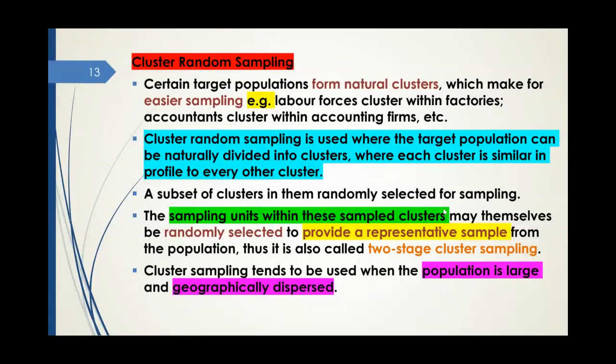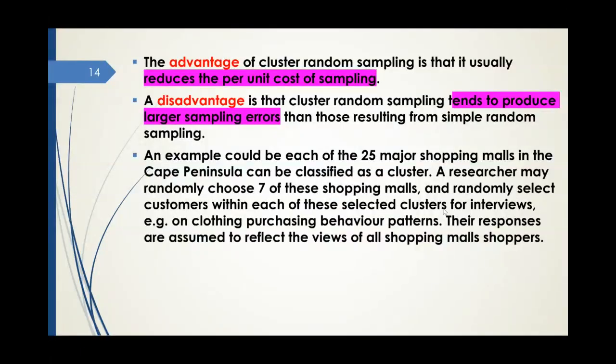Cluster sampling tends to be used when the population is large and geographically dispersed. Would have been nice if they gave an example. So here, an example could be each of the 25 major shopping malls in the Cape Peninsula can be classified as a cluster, each of the 25 major malls. So we've got 25, and they're based in different geographic locations within this area or region. A researcher may randomly choose 7 of these shopping malls and randomly select customers within each of these selected clusters. So we're basically saying those 25, the entire population, will fall within 7 provinces, for argument's sake. And then we'll just select a subset of customers from each of those 7 provinces.